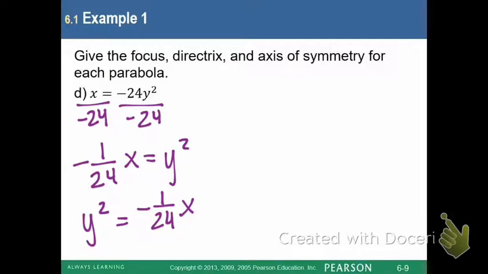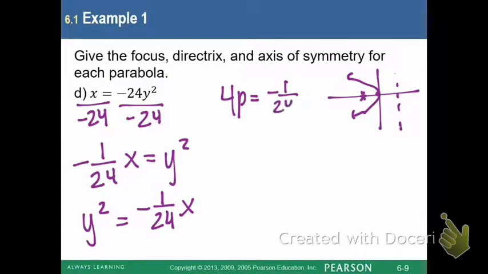This one is going to be similar. It's going to open to the left as well because that number is negative, and I know it's the y's that are being squared, so that tells me opening left or right. The negative tells me opening left. So same type of thing as before. I have to solve for p, so 4p equals negative 1/24. Divide by 4. You can either do that in your calculator or you can do keep flip change.